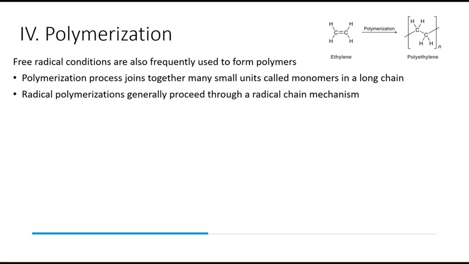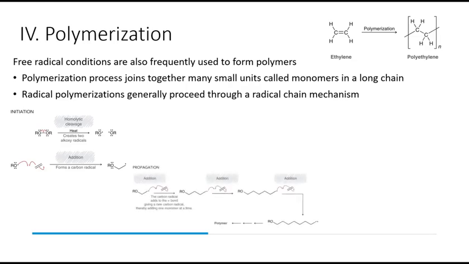4. Polymerization. Free radical conditions are also frequently used to form polymers. Ethylene, for example, can undergo polymerization to form polyethylene. The polymerization process joins together many small units called monomers in a long chain. Radical polymerizations generally proceed through a radical chain mechanism. There's initiation, followed by propagation, and then termination or coupling.